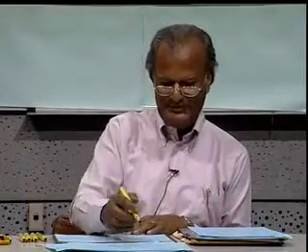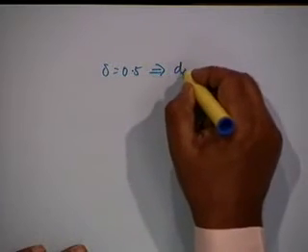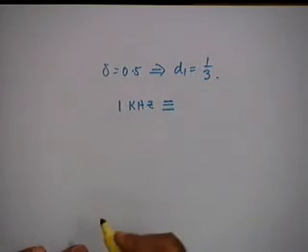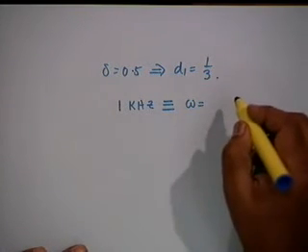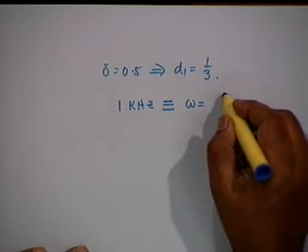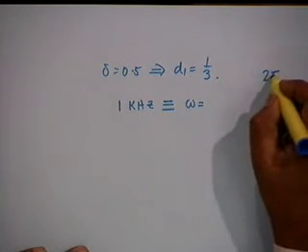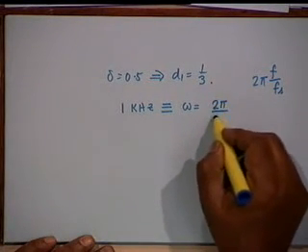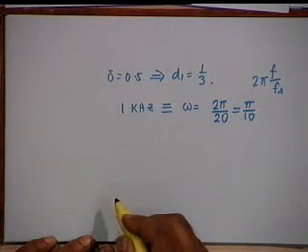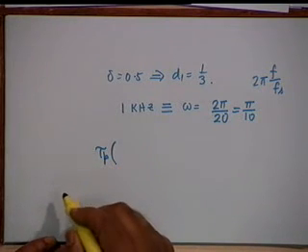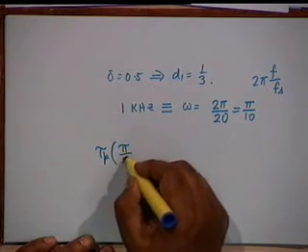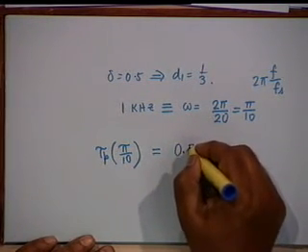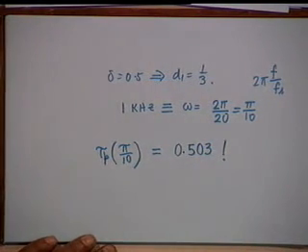in the second part, my time is over. Delta equal to 0.5 gives rise to d1 equal to 1/3, and 1 kilohertz is equivalent to omega equal to, yes, 2 pi times 1 kilohertz, and omega is 2 pi f divided by fs, and therefore I shall get 2 pi divided by 20, that is pi by 10, and then you have to calculate tau_p at pi by 10, and my calculation comes out as 0.503. So it's not much of a deviation.